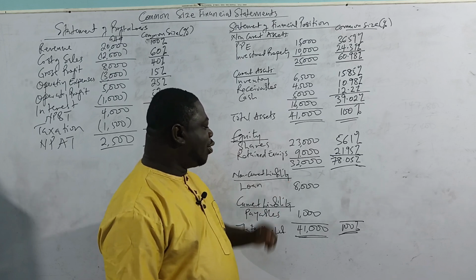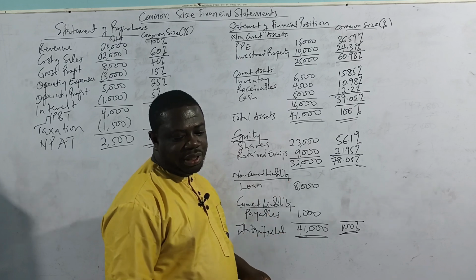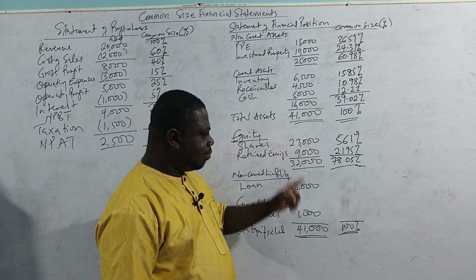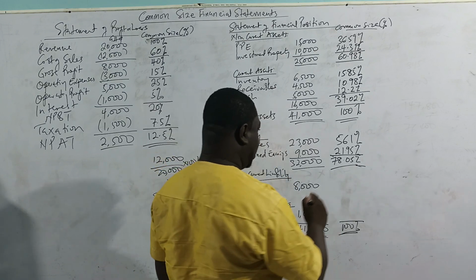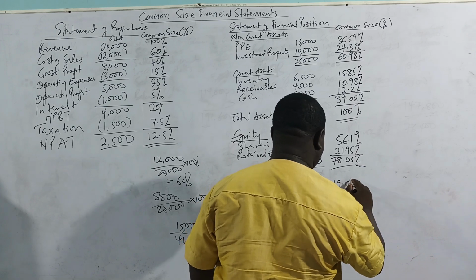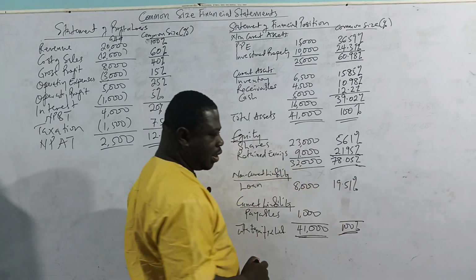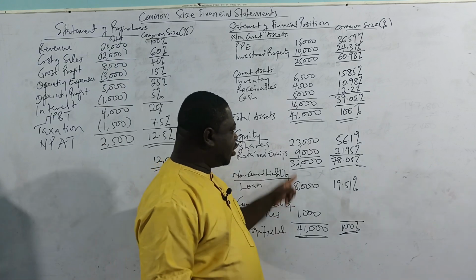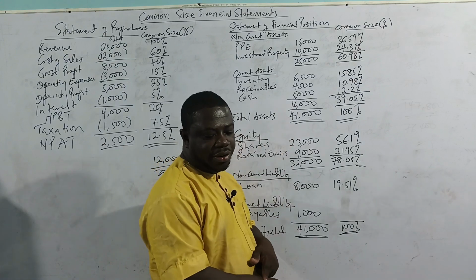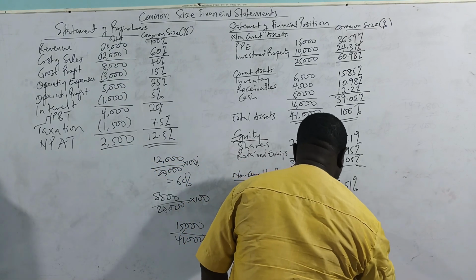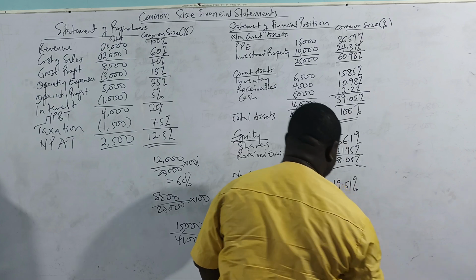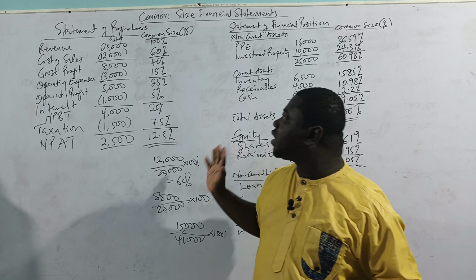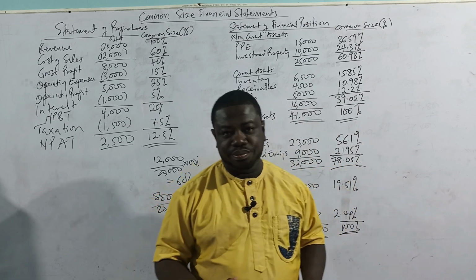All right. Now, when we go to the long-term loan, that is 8,000. So 8,000 over 41,000 times 100, and that is 19.51%. Okay. And then the final one becomes payables. 1,000 over 41,000 times 100. And that gives us 2.44%. So ladies and gentlemen, this is how to prepare a common size financial statement.